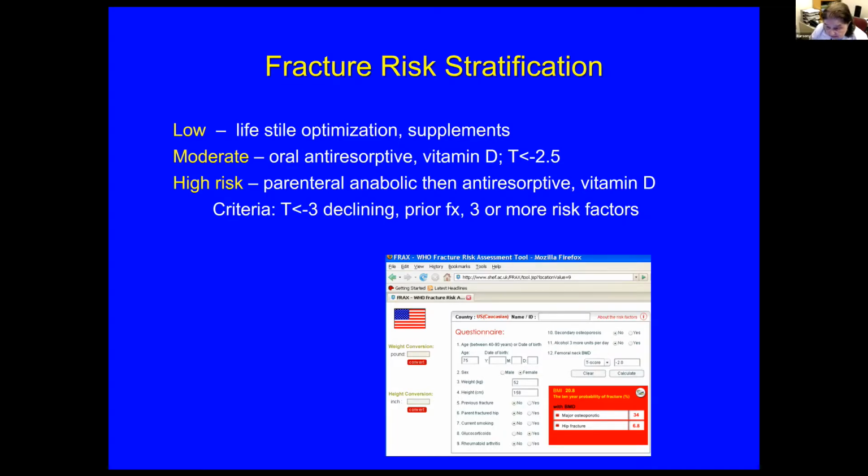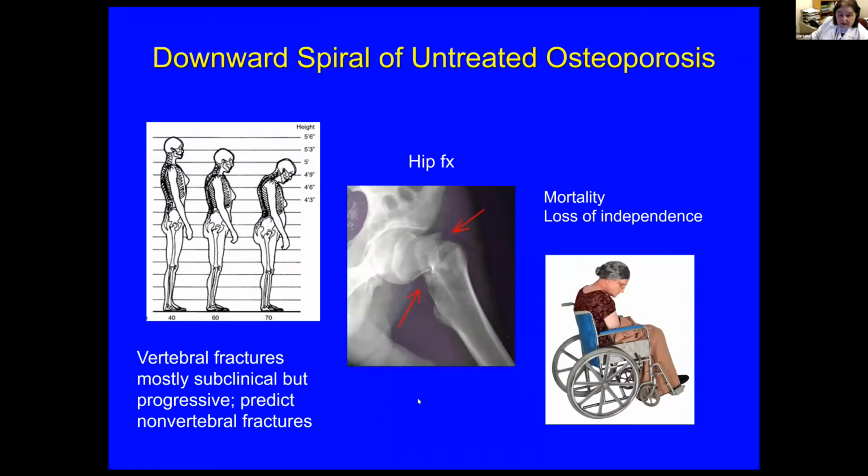If it's not that detrimental T-score, which was -2.0. So we can go from there to tell you why we treat these patients.